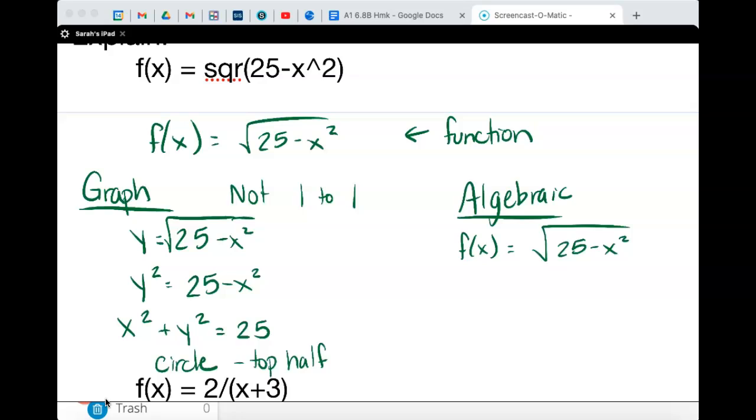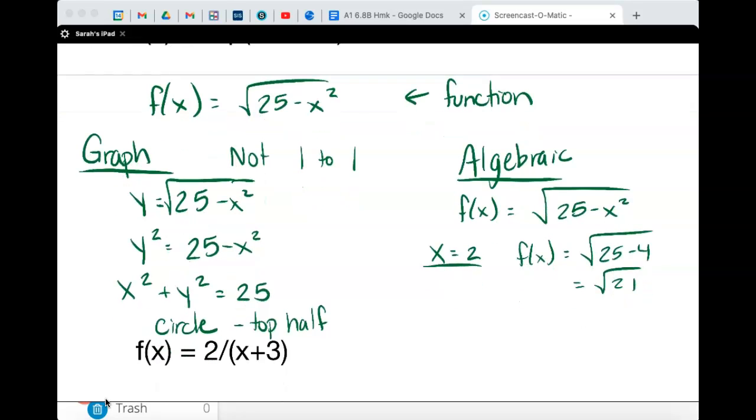So if I was doing it, I see it's x squared at least. So that's going to get out the same x value for the positive and the negative x value. So if I plugged in like x equals 2, I get out f of x equals the square root of 25 minus 4, which is the square root of 21.